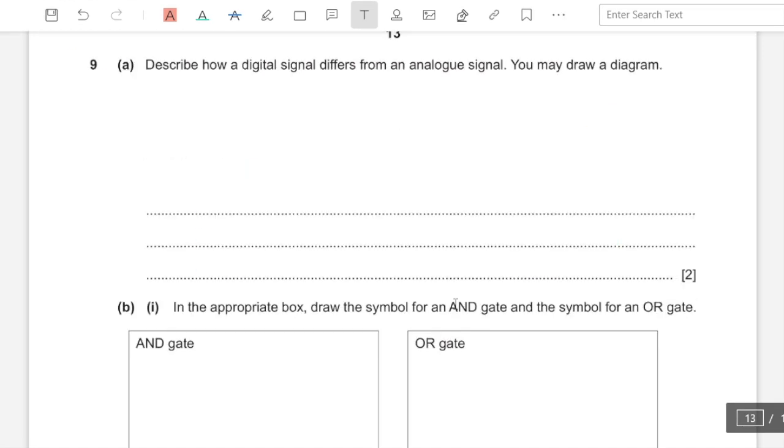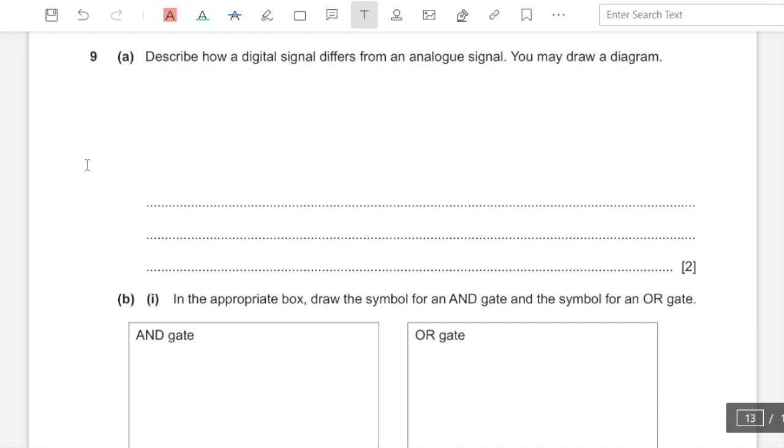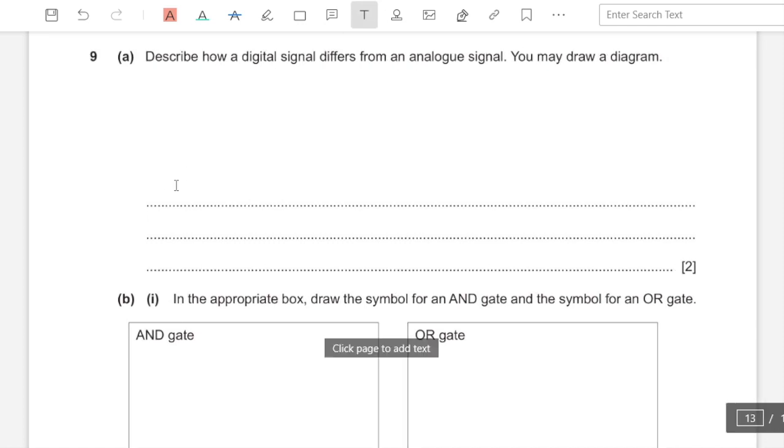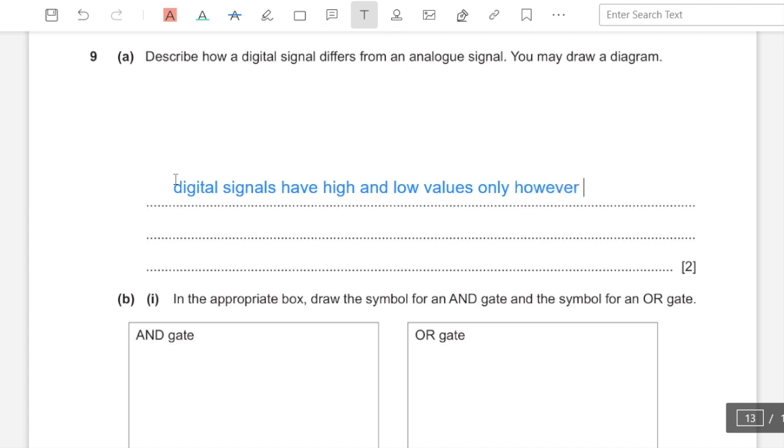9a. Describe how a digital signal differs from an analog signal. You may draw a diagram. I'll just go with writing their definitions. So digital signals have high and low values only. However, analog signals keep changing.